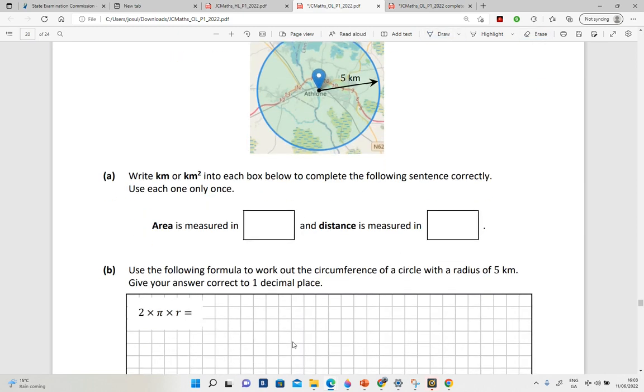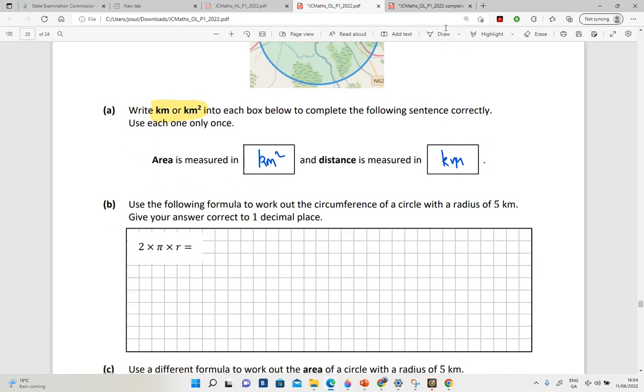Okay, so area is measured in, these are the only two possible answers. So you have to put the right one into each of the two boxes. Area, of course, is measured in kilometers squared, and distance is just kilometers, as shown there in the diagram. Okay, so that's all you needed to do for that part.